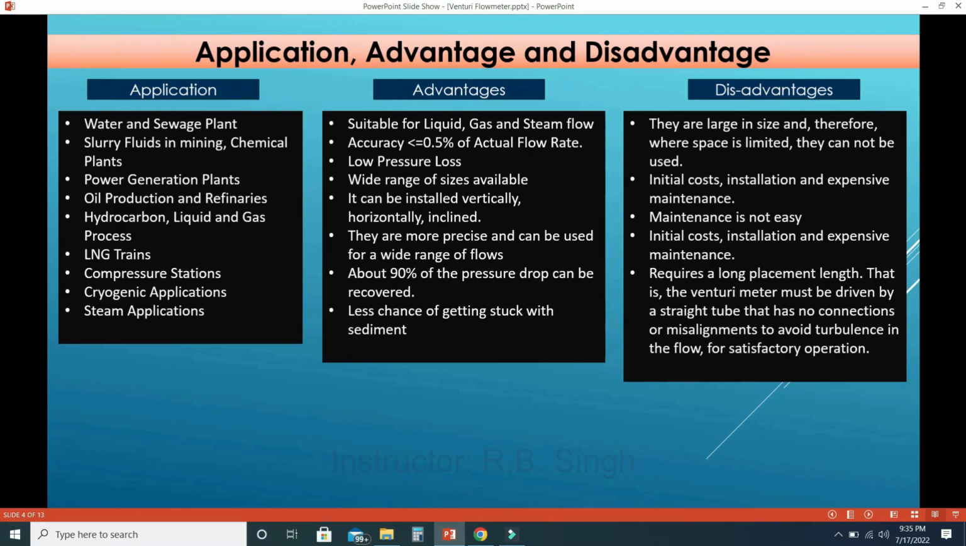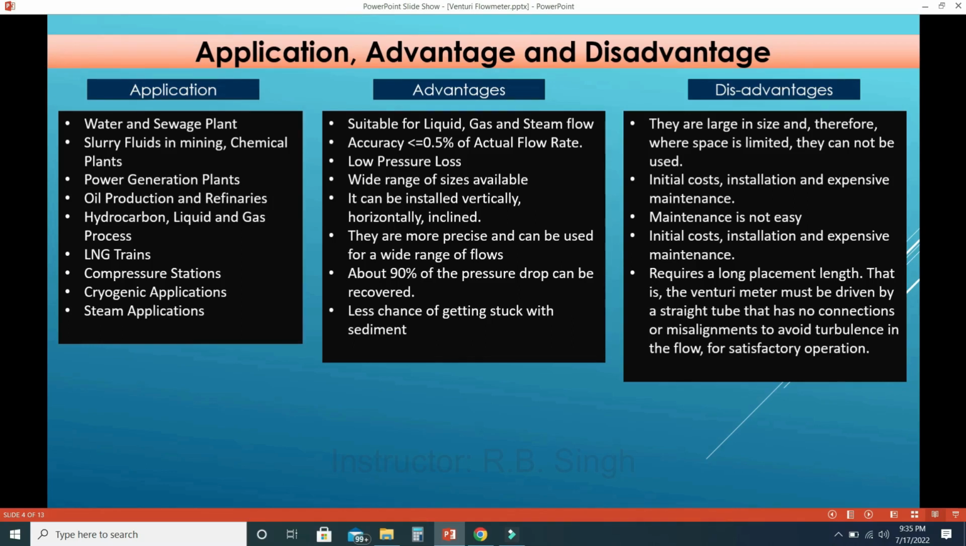The advantage of this Venturi meter is that it is suitable for liquid, gas and steam applications. Mostly for every type of fluid we can use the Venturi meter. Its accuracy is more than orifice meter, so it can get up to 0.5% of actual flow rate. Low pressure loss.